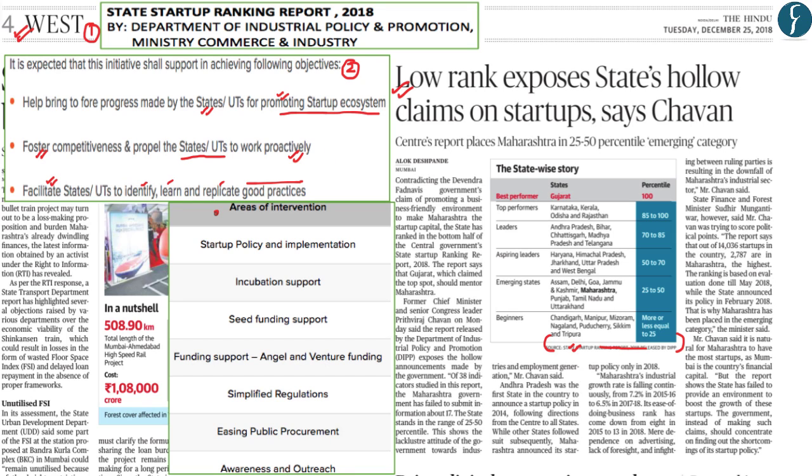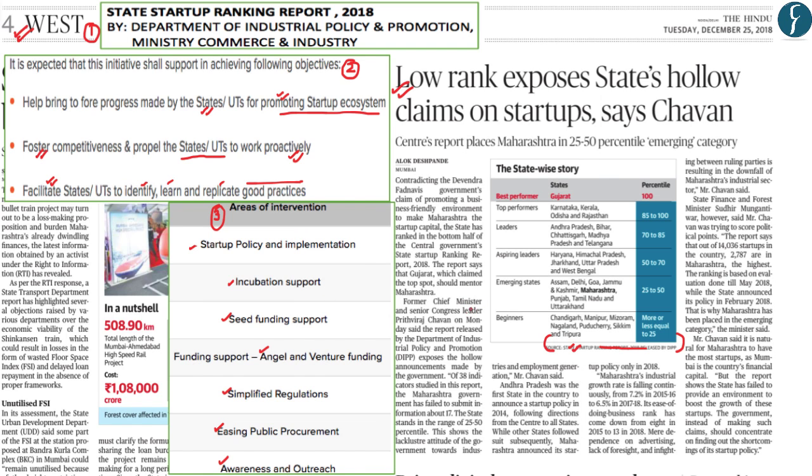And the third and the final aspect that you need to understand about any index is what are its parameters. Now there are seven parameters of the State Startup Ranking Report of 2018. First is startup policy and implementation, second is incubation support, third is seed funding support, fourth is angel and venture funding, fifth is simplified regulations, sixth is easing public procurement, and the seventh and the last one is awareness and outreach, wherein these are the seven main parameters on which the various states have been ranked.